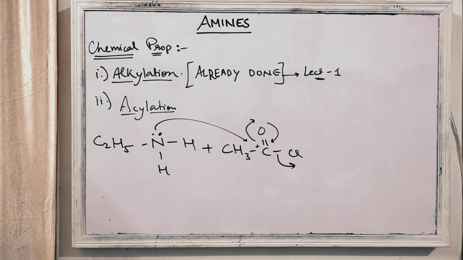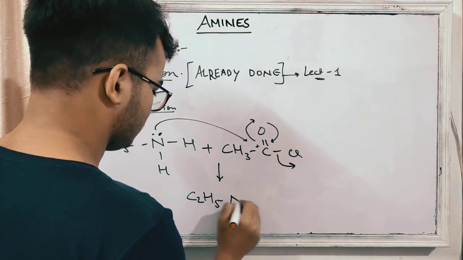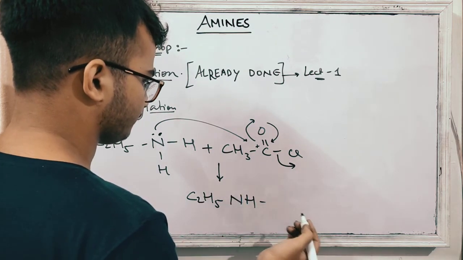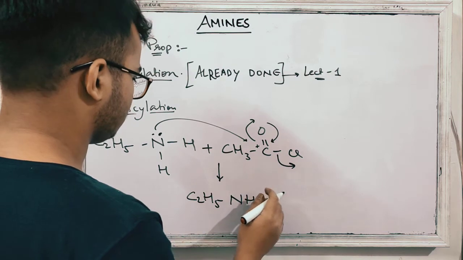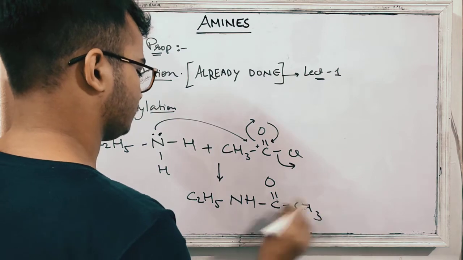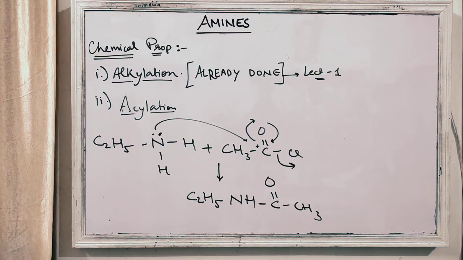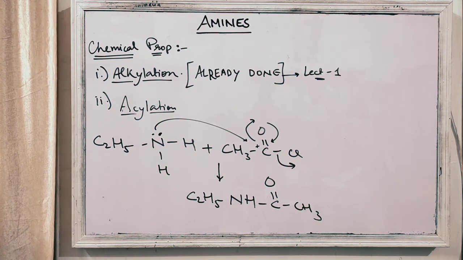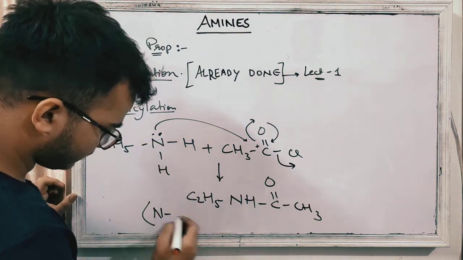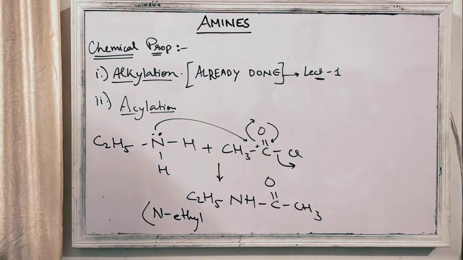So, the end product which we are getting over here, if you write it, you get C2H5NH, and now this CH3, I am sorry, NH, C double bonded O, CH3. Clear? Just check it out. Clear up to this much? You can call this N-ethyl ethanamide.